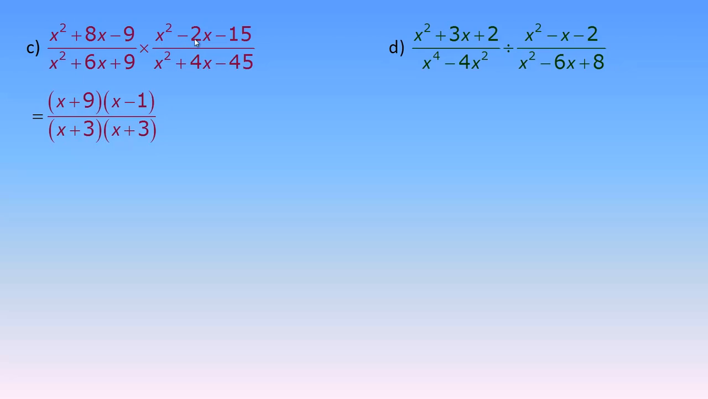Now this one here, we want to find two numbers that add to negative 2 and multiply to negative 15. And so look for factors of negative 15, and those are negative 5 and positive 3. Negative 5 and 3 add to negative 2, and they multiply to negative 15. And the last one, we want to find two numbers that add to 4 and multiply to negative 45. So it's going to be positive 9 and negative 5. So x plus 9, x minus 5.